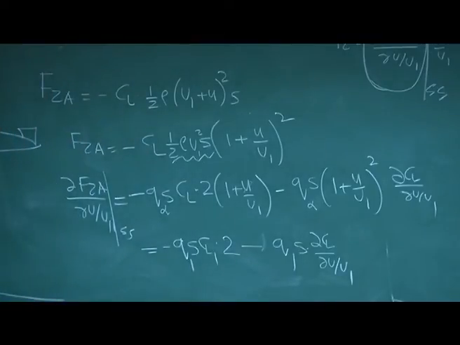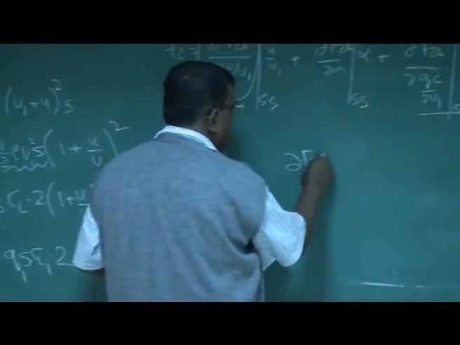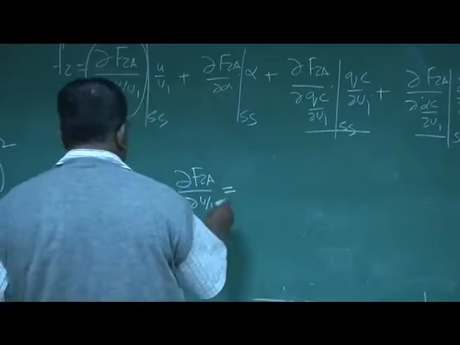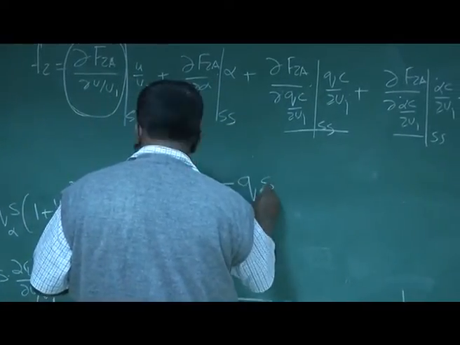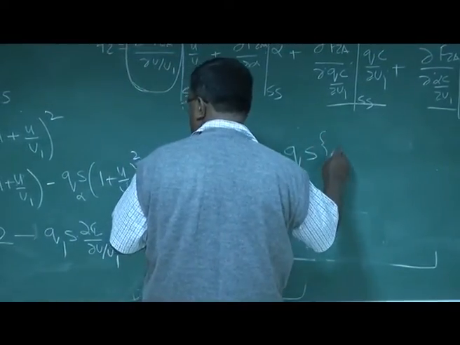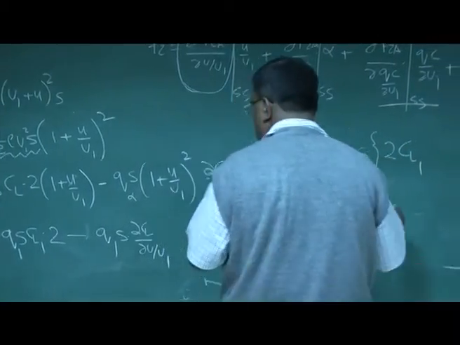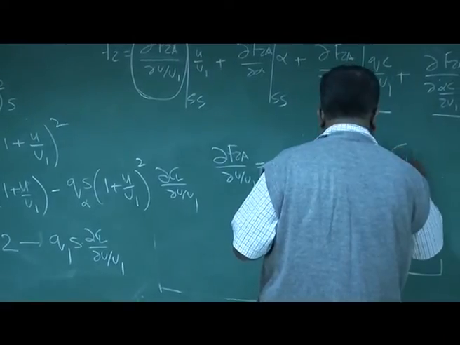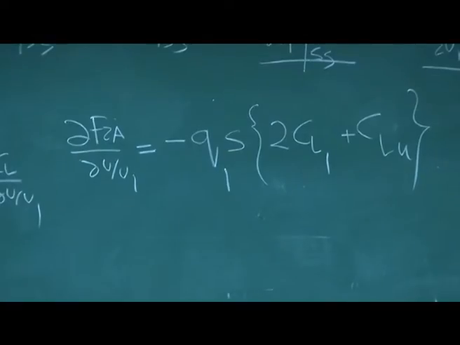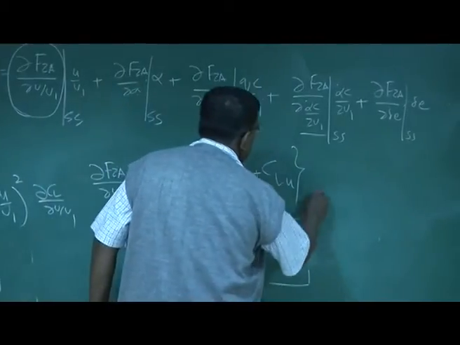So what is the final expression? The final expression is as simple as dFza by d(u by U1) equal to minus Q1 S, 2 I can put here or outside, (2Cl1 plus Clu). So you could see dFz by d(u by U1) is as simple as this.